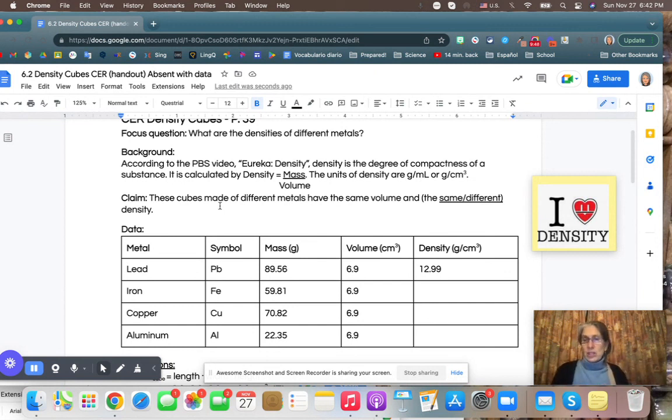And then when you get to the reason section, why do you think they have the same or different densities? A good sentence starter would be, the reason they have the same or different densities is because blank. Okie doke. Good luck with that. Once again, not being graded, but we just want you to get in the habit of thinking your way through these. And we look forward to seeing you in class soon.